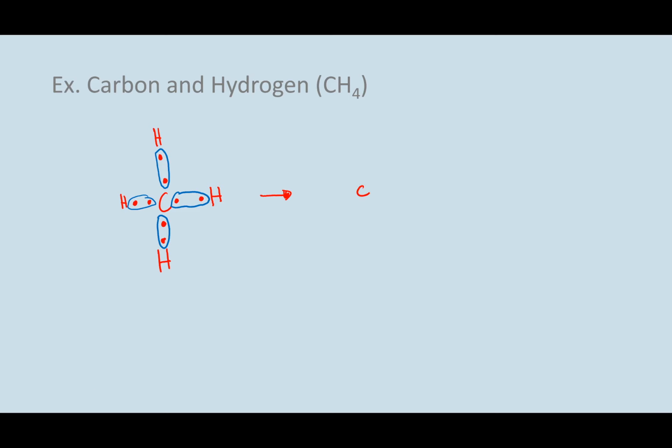So if we're going to draw this, we have our carbon in the middle, and it's forming a covalent bond with each hydrogen. So there are 2 electrons in each line, carbon has a total of 8, and each hydrogen has a total of 2, so both of those are complete. So that is our representation of CH4.